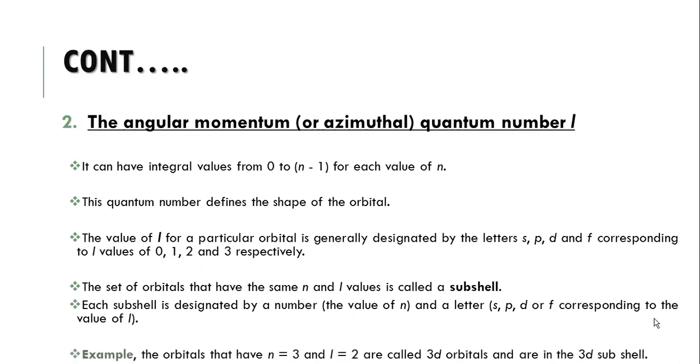For example, when you take the 3D subshell, how it's defined is n equals 3 and l equals 2. This is how we can find that. So let's move on to the next. The third quantum number is ML, the magnetic quantum number.